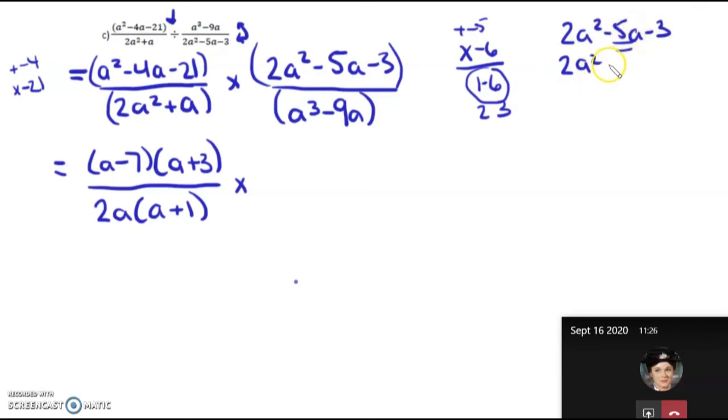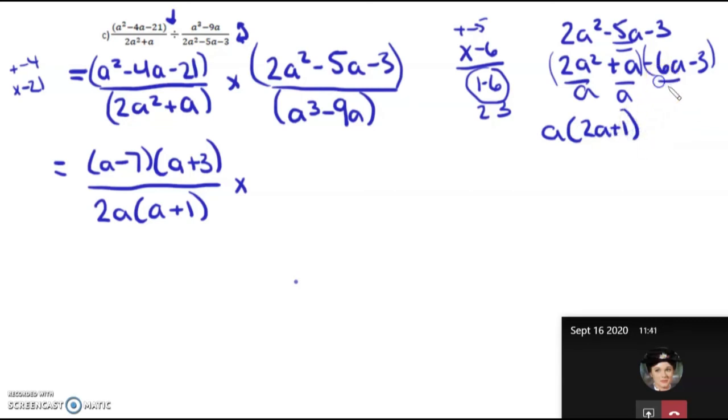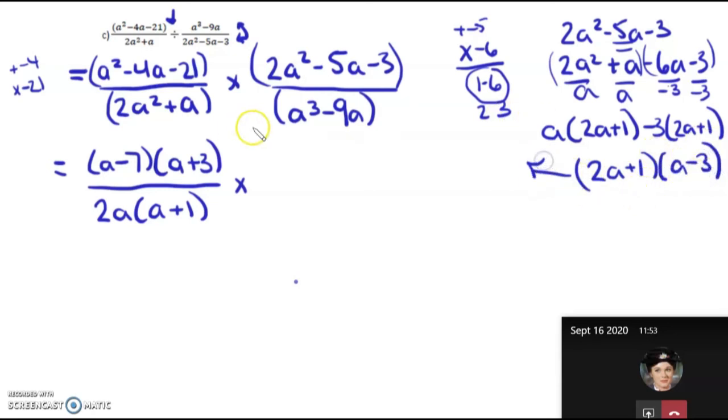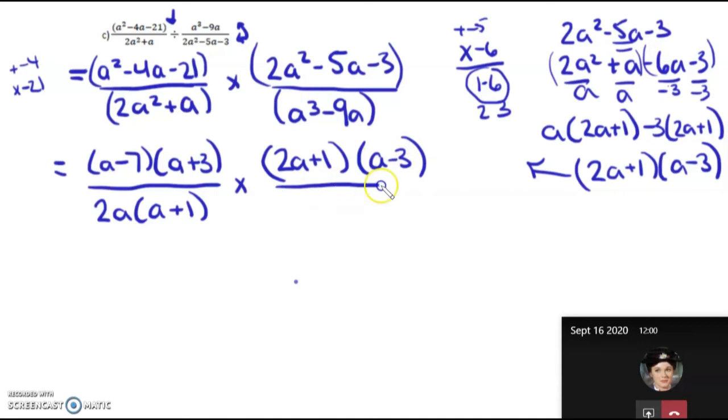Okay, -5a, I'm going to rewrite that as plus a minus 6a. Bracket the first two, bracket the last two, and just common factor. So I get 2a plus 1, and then I'm going to divide by -3, 2a plus 1. So my factors are 2a plus 1 and a minus 3. And now I'm going to go back over here and sub that in. 2a plus 1, a minus 3.